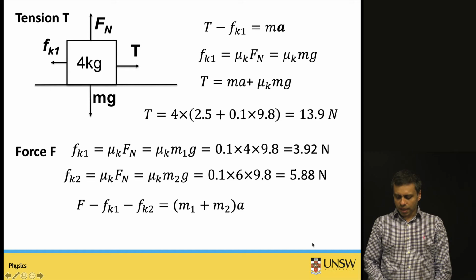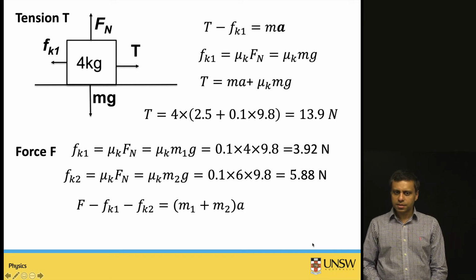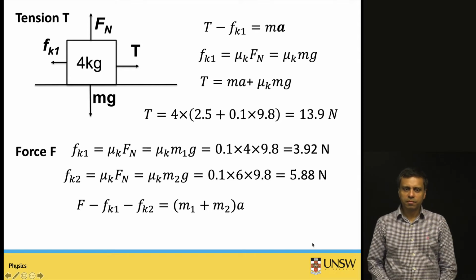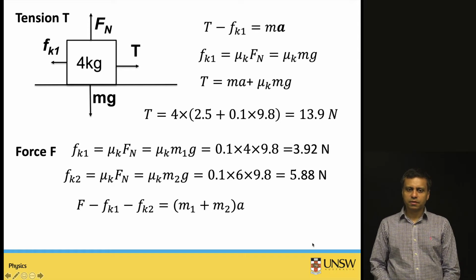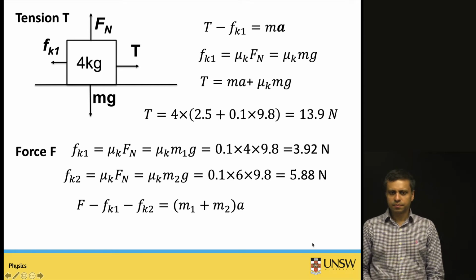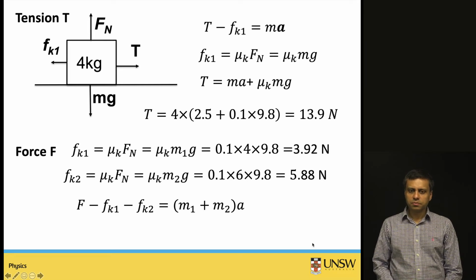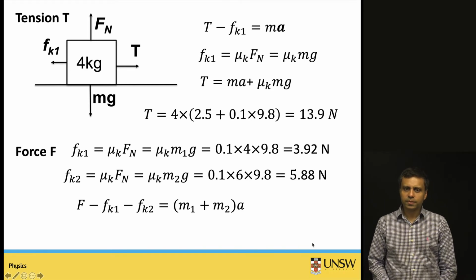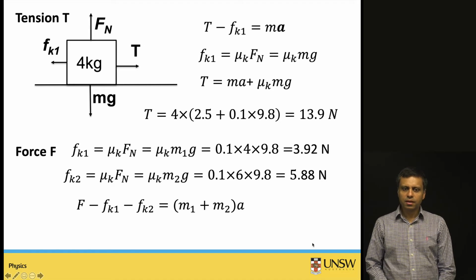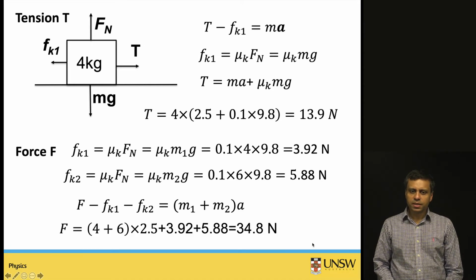And now if we write Newton's second law on the system, we have to sum all the forces. So F minus Fk1 minus Fk2, the frictional forces are opposing the applied force F, and that has to be equal to the total mass of the system times its acceleration. And now we know Fk1 and Fk2, the masses are given in the problem. The acceleration is also given to be 2.5 meter per second square. So if we plug in all the numbers, we get a value of 34.8 Newton for F.